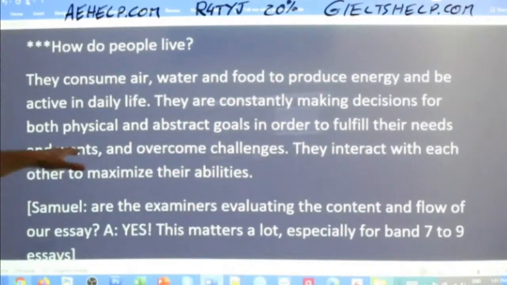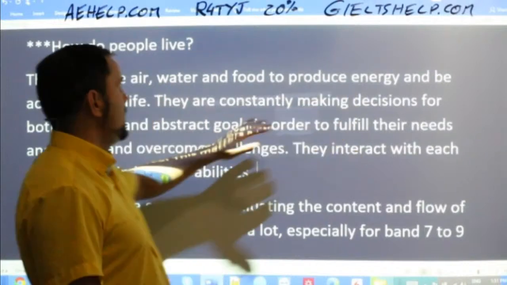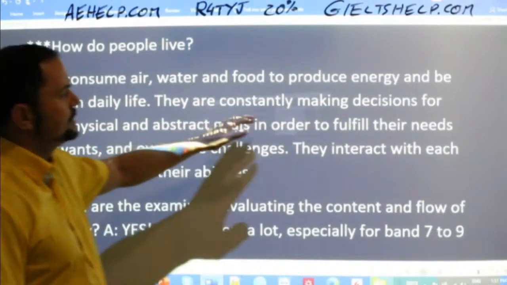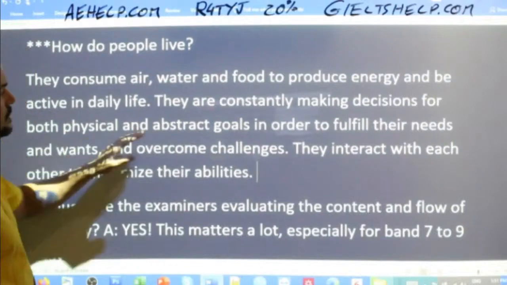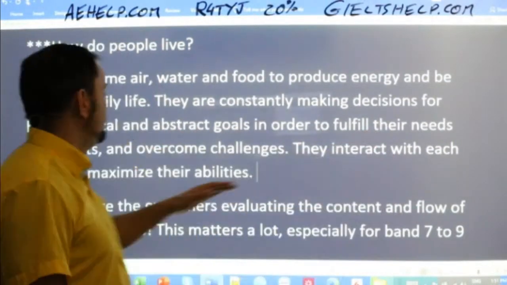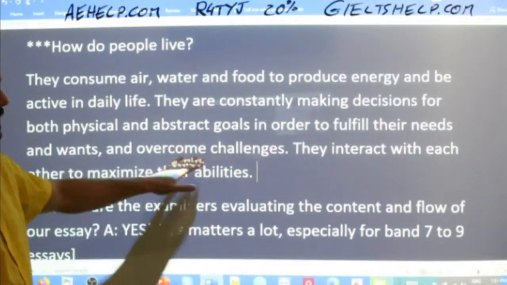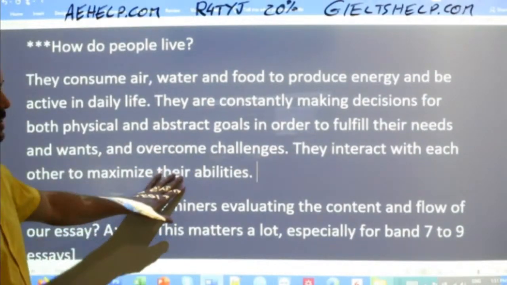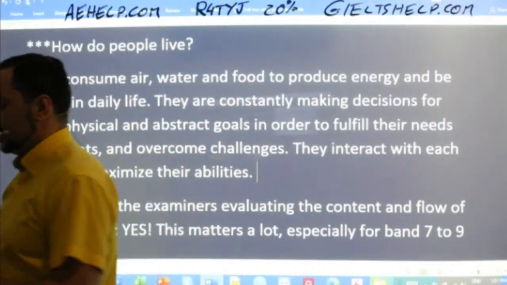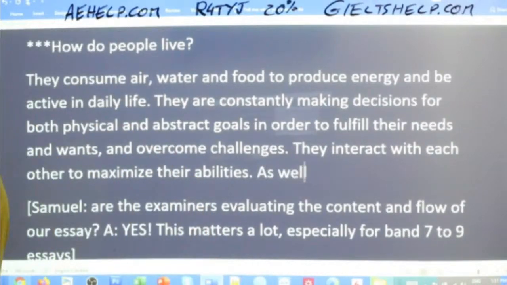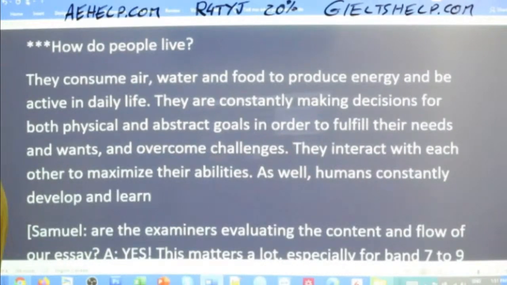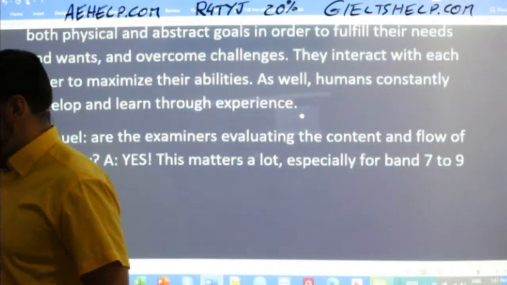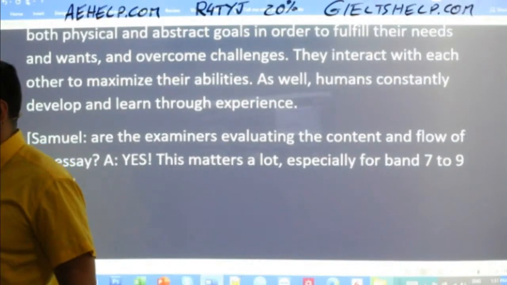Okay, so we consume air, water, and food to produce energy and be active in daily life. They are constantly making decisions for both physical and abstract goals in order to fulfill needs and wants and overcome challenges. We interact with each other to maximize our abilities. And of course, we're constantly learning as well. Humans constantly develop and learn through experience, right? Okay, good. So I think we're starting to get clarity.